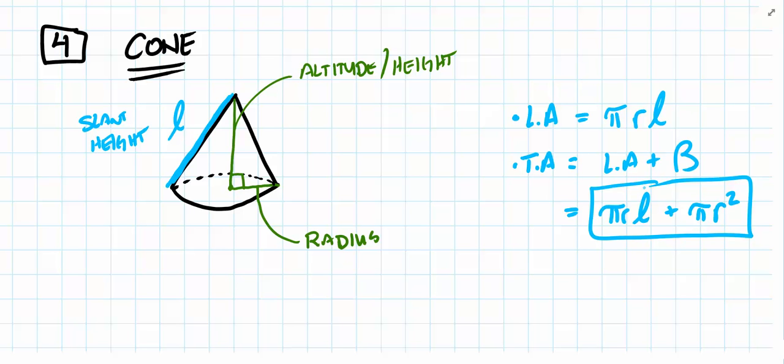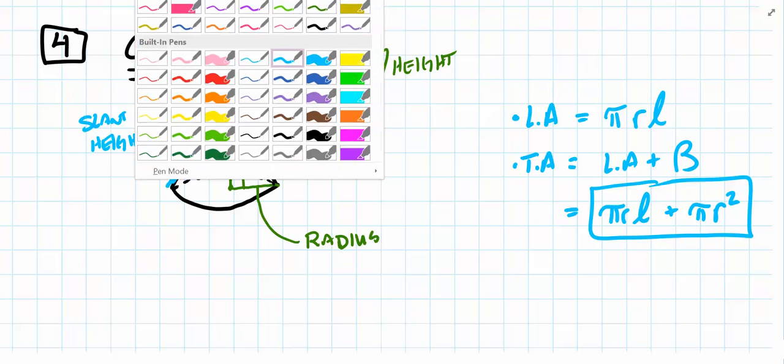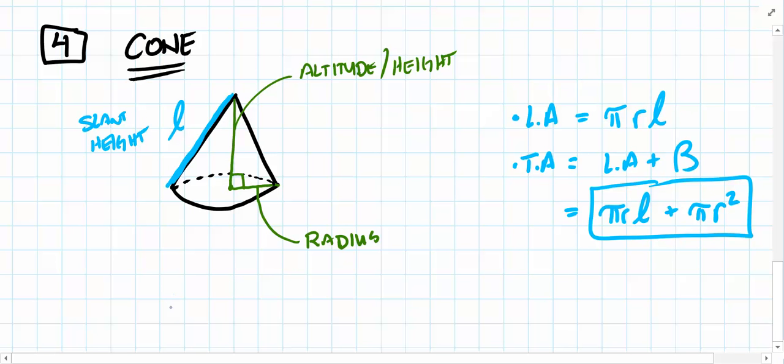Okay? And then lastly, let's talk about volume. And Alessandro, you are totally right. It is 1/3 the volume of the cylinder. So 1/3 pi r squared h.